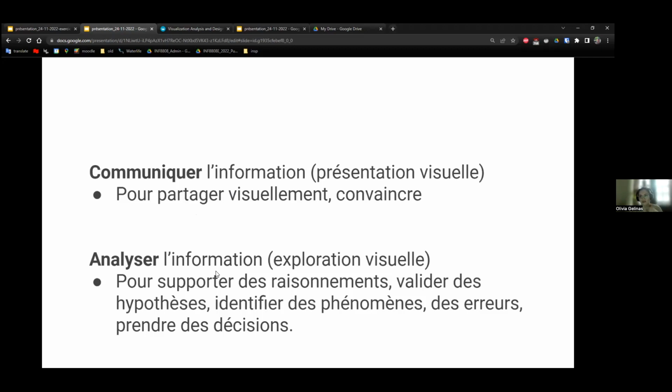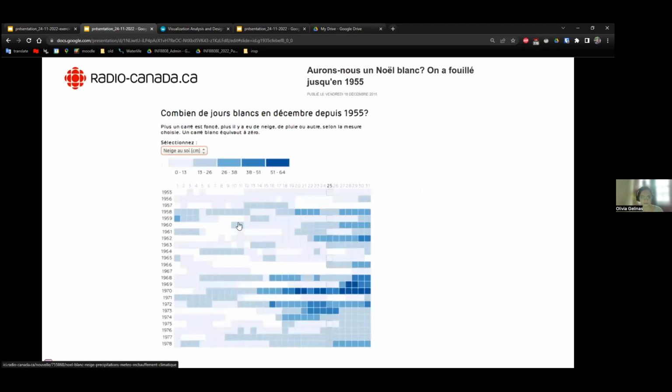So instead of wanting to communicate and give a message, we want to rather give a hand to the person that is visualizing and let them analyze things for themselves, without necessarily promoting a particular message. So to support different reasonings and hypotheses, different phenomena and errors that we can talk together about. And here are some examples of this.